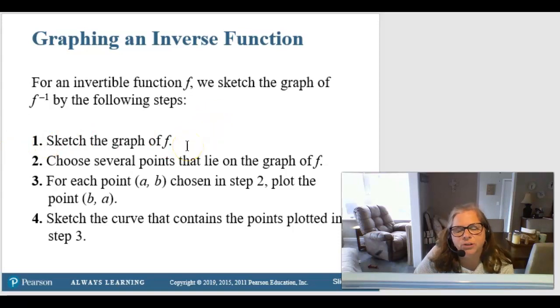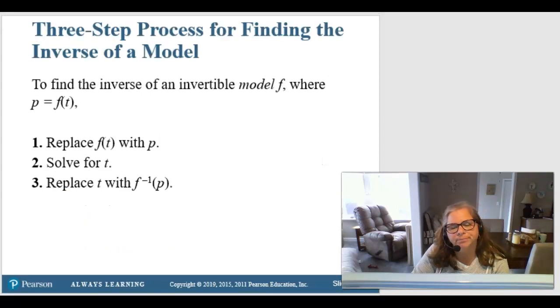First, sketch the original function. Choose several points that lie on that graph and make the ordered pairs in opposite order. So if you had AB, you now have BA. You plot those points and you will see the curve that reflects over the line y equals x.